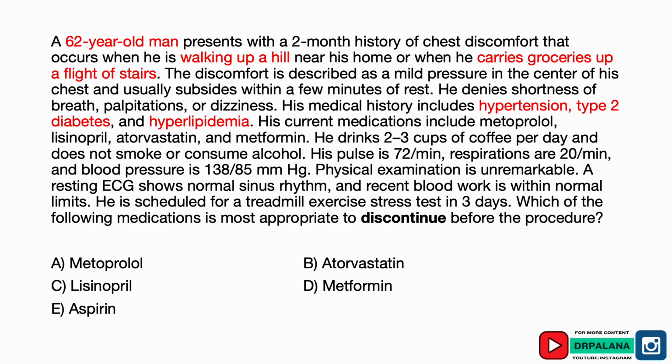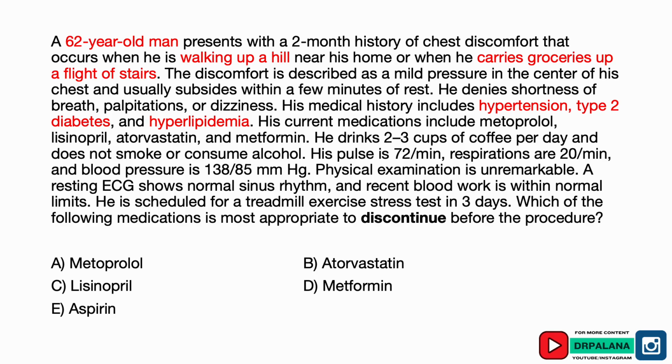His medical history includes hypertension, type 2 diabetes, and hyperlipidemia. His current medications include metoprolol, lisinopril, atorvastatin, and metformin. He drinks 2 to 3 cups of coffee per day and does not smoke or consume alcohol. His pulse is 72 beats per minute, respirations are 20 breaths per minute, and blood pressure is 138 over 85. Physical examination is unremarkable. A resting ECG shows a normal sinus rhythm and recent blood work is within normal limits.